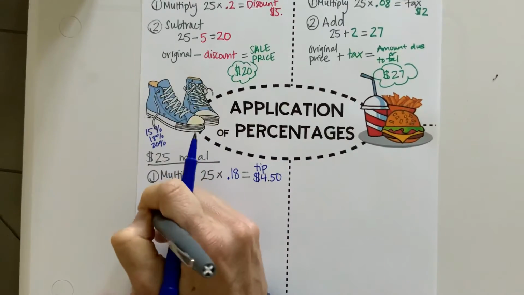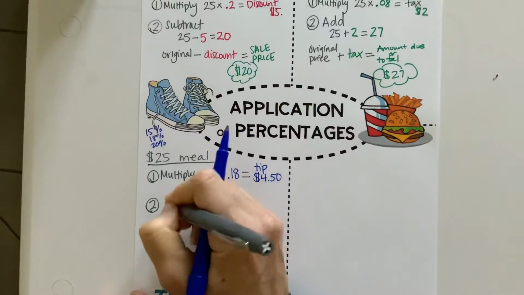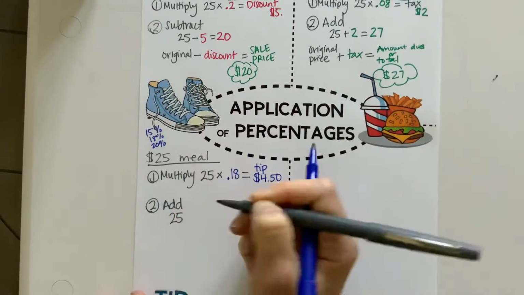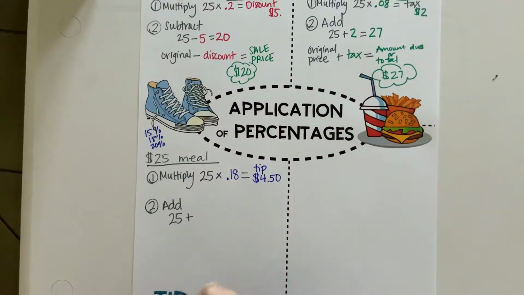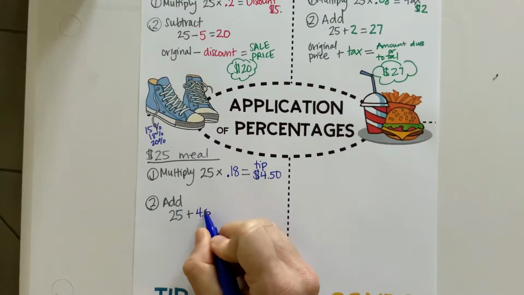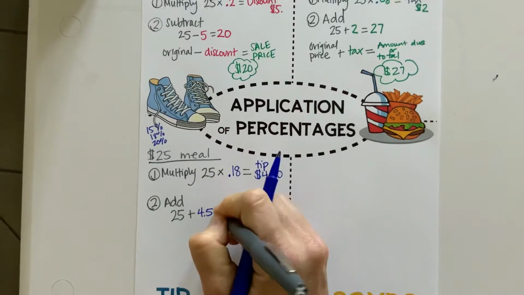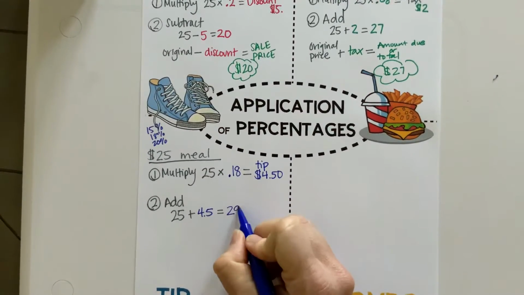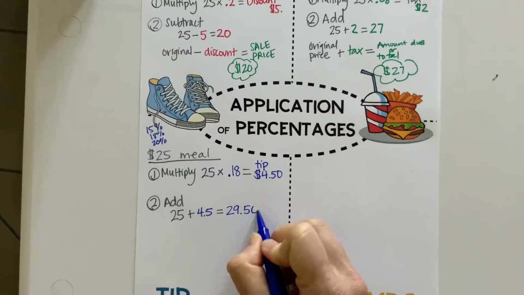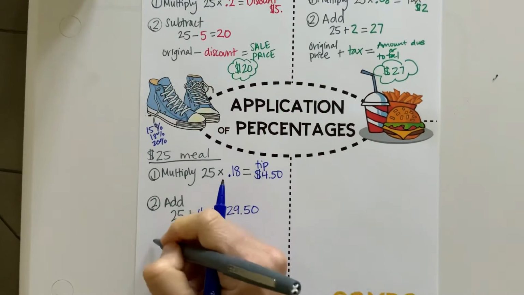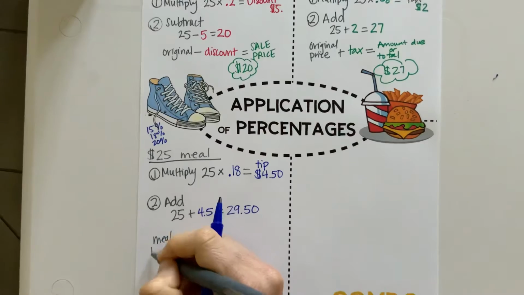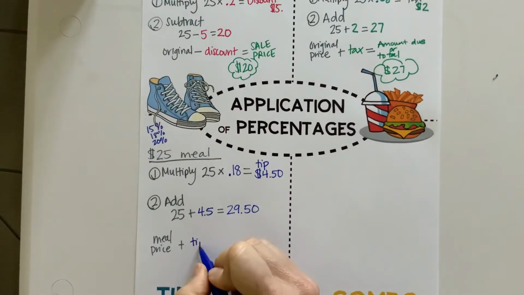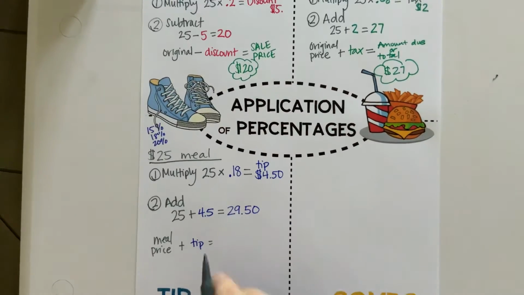Okay, so how much is that meal going to cost me then? Well, I then need to add. So I'm going to take that original $25 plus my tip amount, $4.50, and that is going to equal the total amount, $29.50. So it's basically the meal price plus the tip equals the total amount.